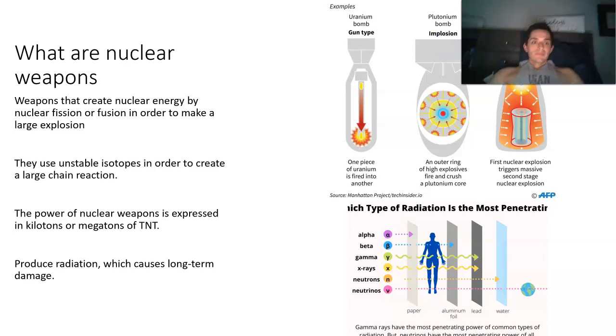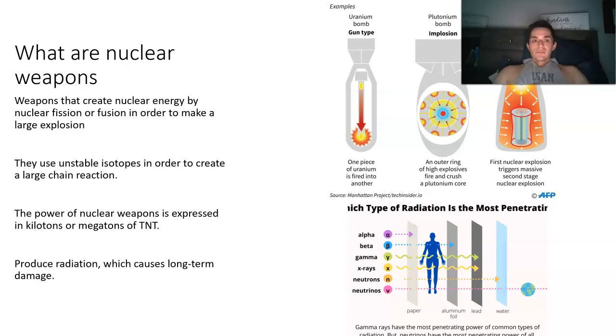So nuclear weapons are weapons that create nuclear energy by the use of nuclear fission or nuclear fusion in order to produce a large explosion. I know sometimes we hear about nuclear weapons, especially during the Cold War. We've all taken a history class. During the Cold War, tensions between the Soviet Union and the United States were tight, and a large production of nuclear weapons took place at that time.